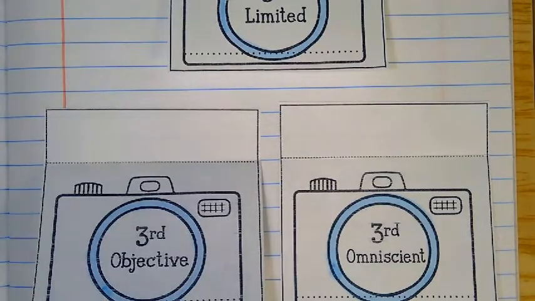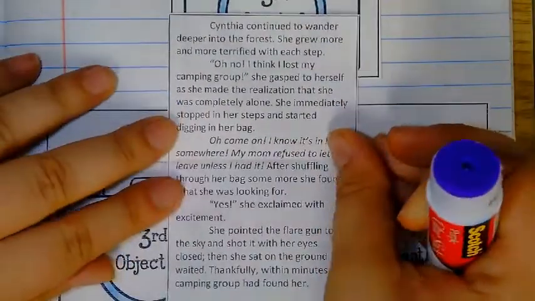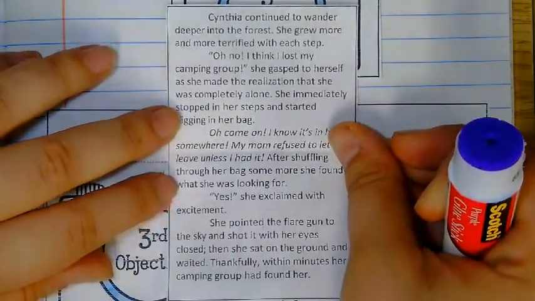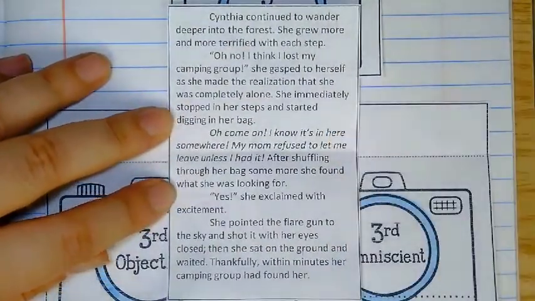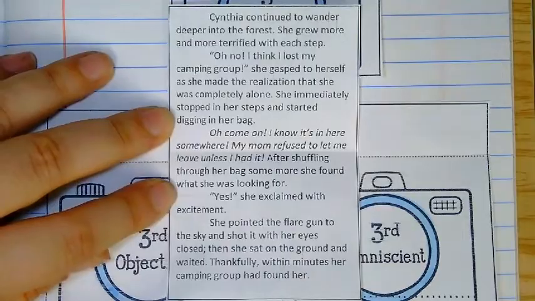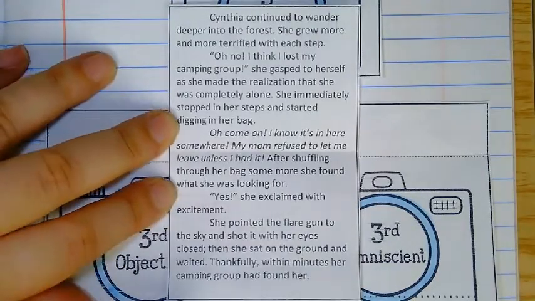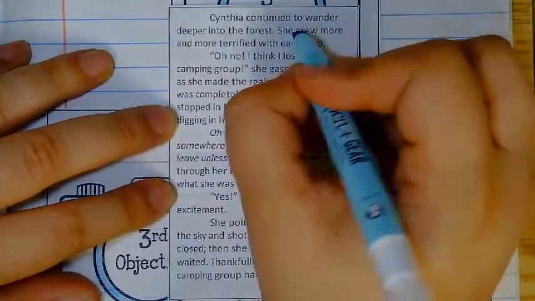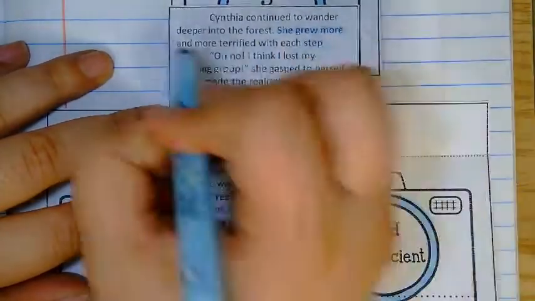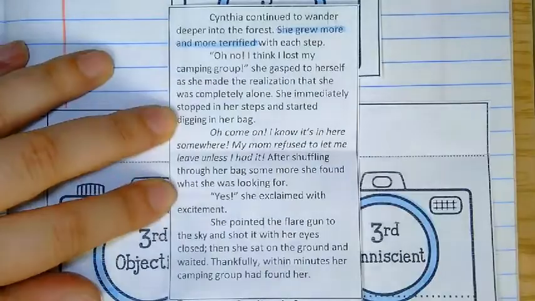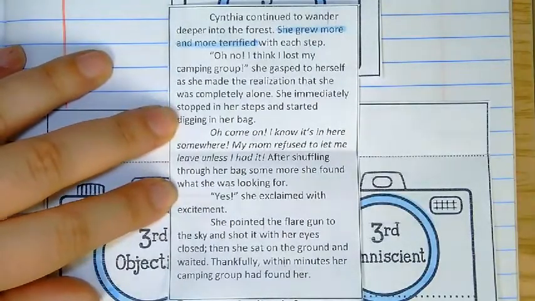says, Cynthia continued to wander deeper into the forest. She grew more and more terrified with each step. Okay, so we're actually starting to see feelings from one of our characters. Notice, it says that she grew more and more terrified. This shows how she feels. So I can see how one character feels right now.